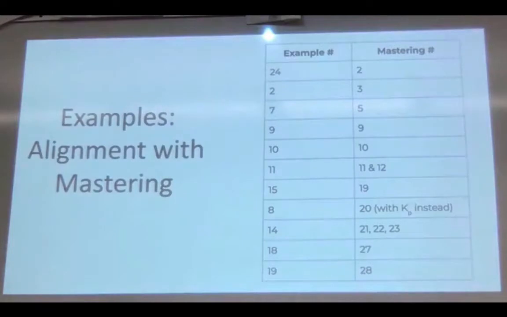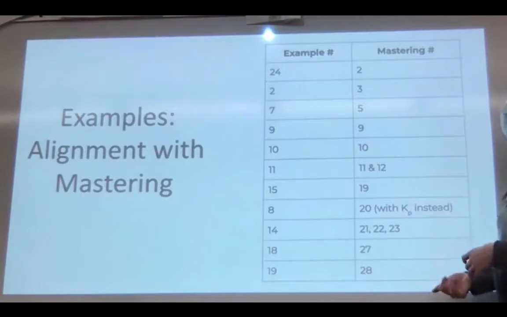So I just figured I'd put this on here so that you can see that a lot of the examples matched up. So if you're working on mastering, you're stuck on a question, you can kind of refer to the notes. Remember, in mastering, you will also see converting between KP and KC. So if you have questions while you're working on mastering, I was getting some questions yesterday. You can send me a Remind email, anything like that, to ask questions as you're working.